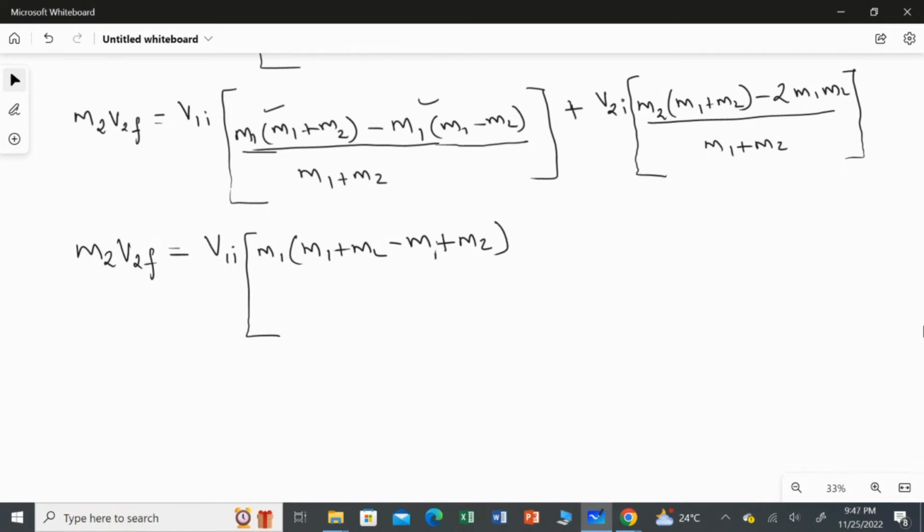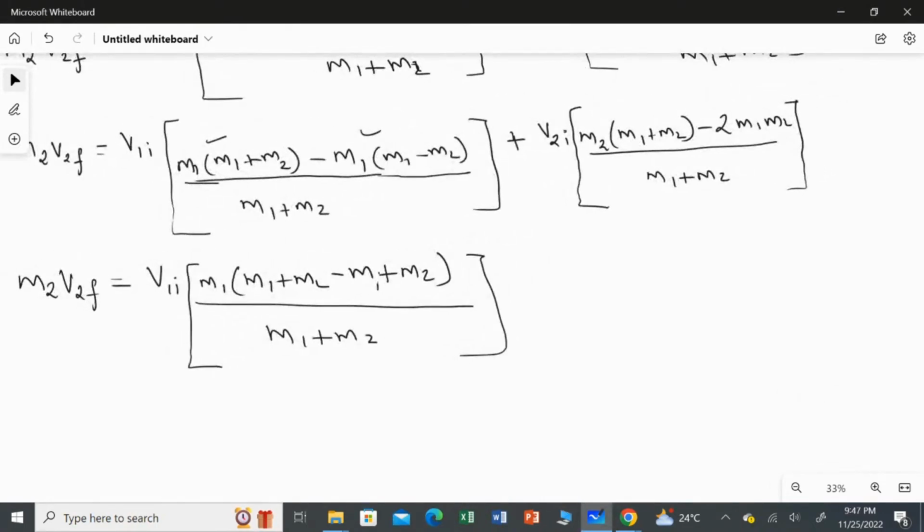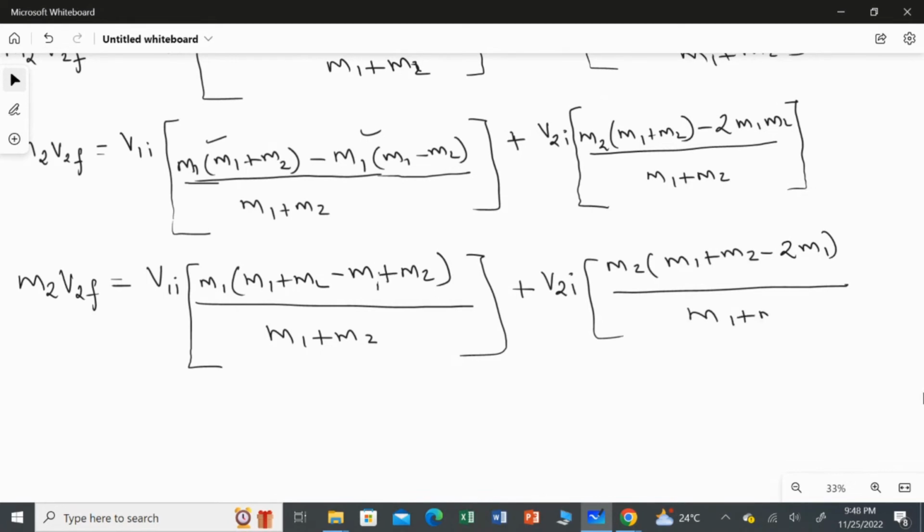I have to close this, divided by M1 plus M2. Clear? Likewise, in this term, I'm going to take M2 as a common term. By that this part will become V of 2I, and here I'm going to take M2 as a common term. So what will come inside the small bracket? M1 plus M2. We already took M2 outside for both terms, am I right? So what is remaining? The remaining term is 2 times of M1 divided by M1 plus M2.